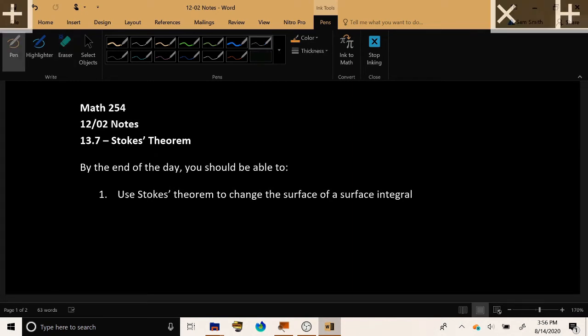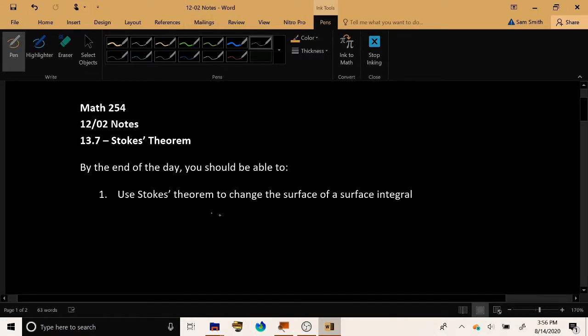Today we're going to talk about a way to use Stokes' theorem in a really tricky, really sneaky way. And by the end of the day, we're going to use this sneaky way to apply Stokes' theorem to change the surface of a surface integral. And let's do an example to demonstrate what I mean here.